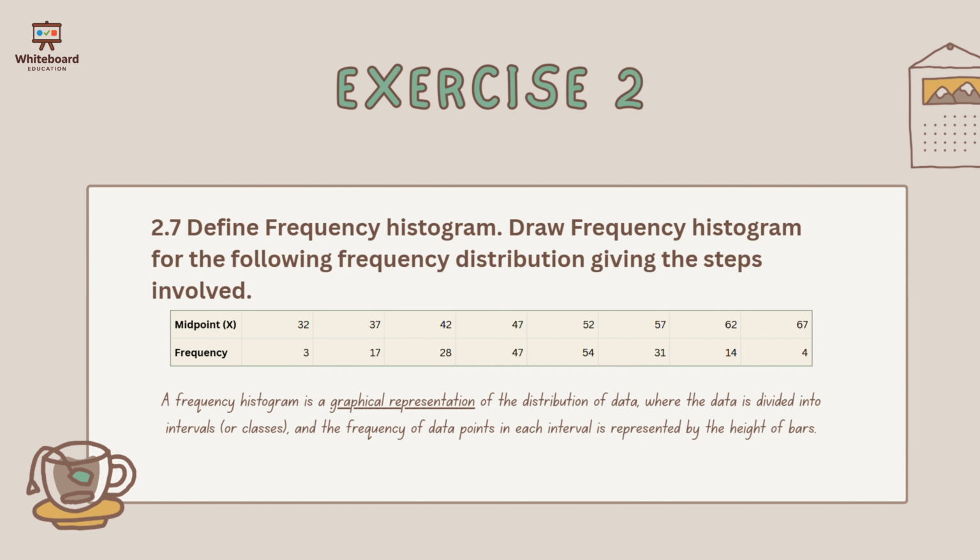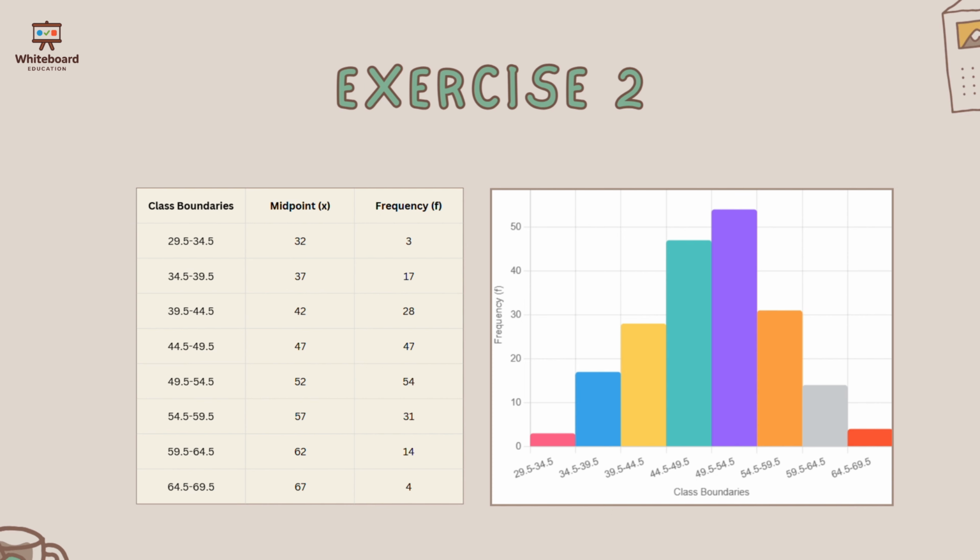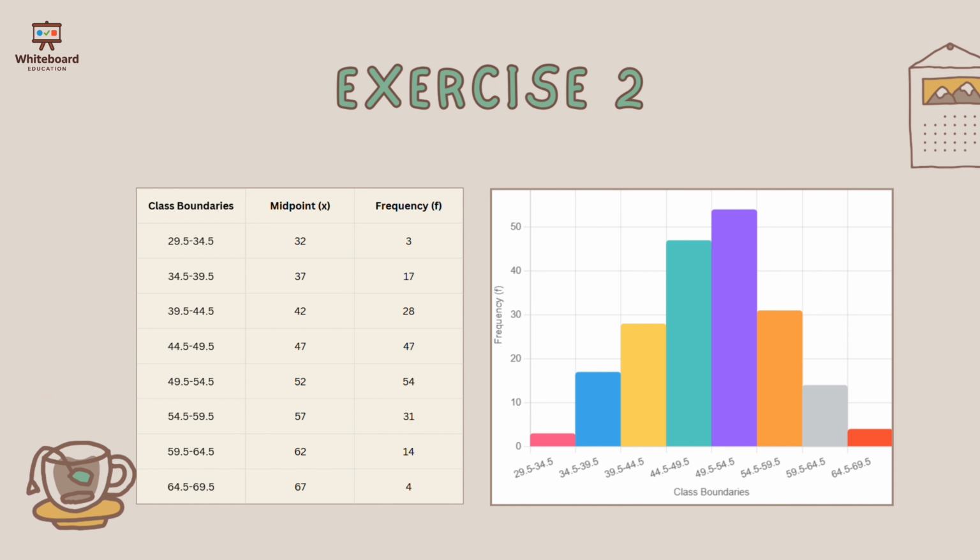Before making a histogram, we need to find the class boundaries. And since the class width is 5, 37 minus 32 equals 5, it means that the class boundary of a particular midpoint has a lower limit of the midpoint minus 2.5 and an upper limit of the midpoint plus 2.5. Here are all the class boundaries of the midpoints X in the histogram required.